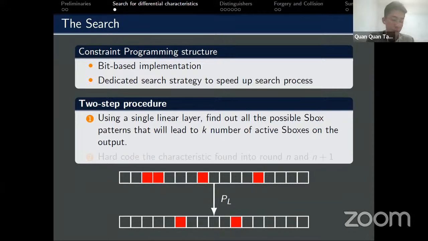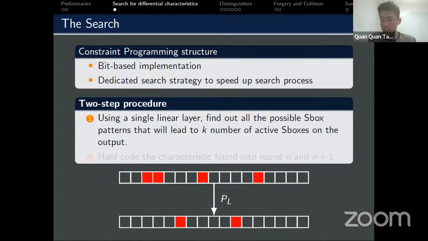For the method that we have, we write in constraint programming using MiniZinc, and it is a bit-based implementation, so that we can facilitate the interactions between the substitution layer and the linear layer. One of the benefits of using constraint programming is that we can write our dedicated search strategies. For each of our use cases, we can write a search strategy to speed up the search process. For the actual search itself, we have a 2-step procedure.